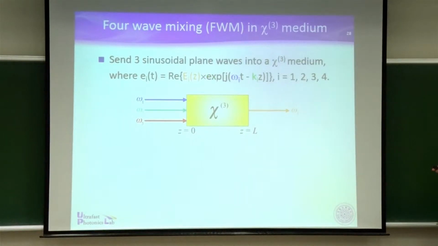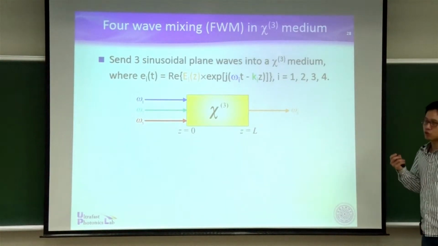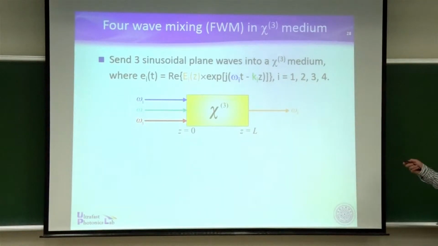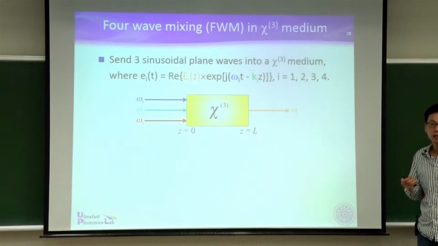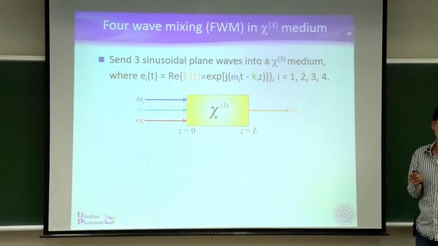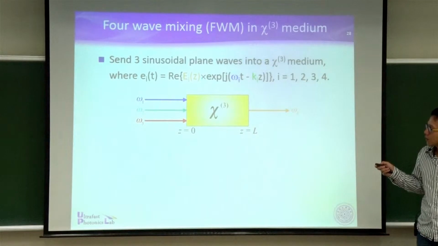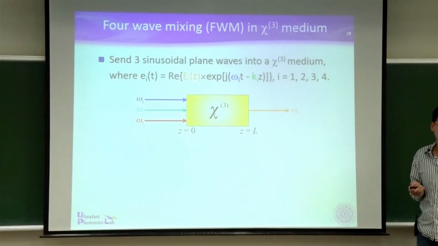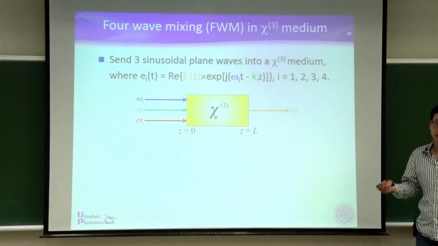Times exponential of j times (omega i t minus k i z). Apparently, the latter term represents the carrier term, a standard sinusoidal plane wave carrier term. So the big E sub i should be the phasor. Phasor times carrier, after taking the real part, you get the real electric field. But the difference is that now your phasor is not a constant. It's not a constant complex number.